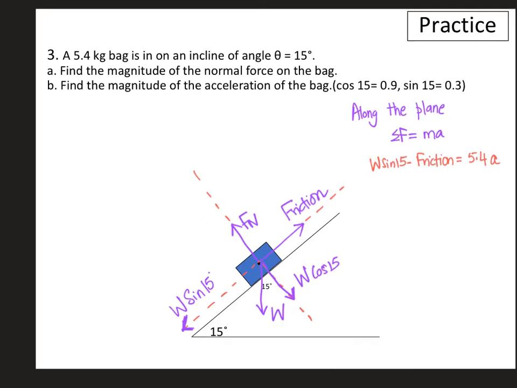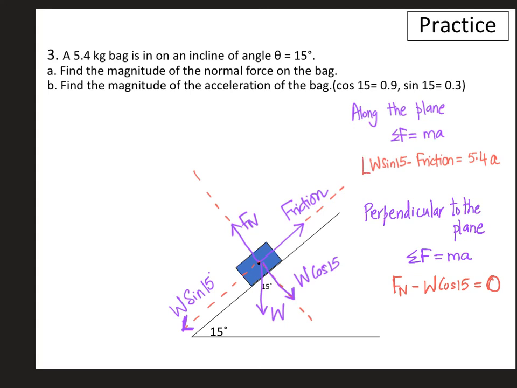Perpendicular to the plane, again we can write sigma F equal to ma. Now perpendicular to the plane, the object is not moving, so there will be no acceleration. It is only expected to move along the plane and not perpendicular to the plane. So perpendicular to the plane, we'll write Fn which is upwards, minus W cosine 15, which is downwards, equal to 0. Why 0? Because acceleration is 0 perpendicular to the plane.